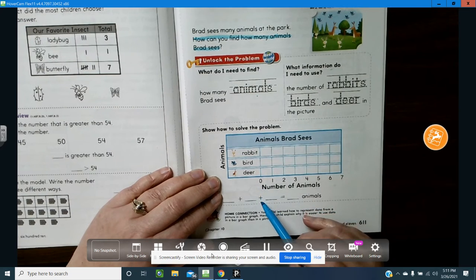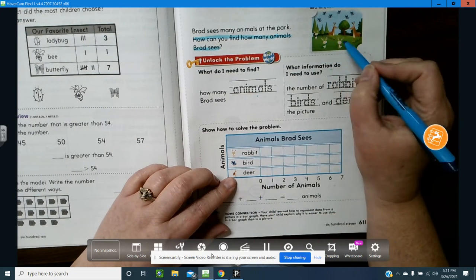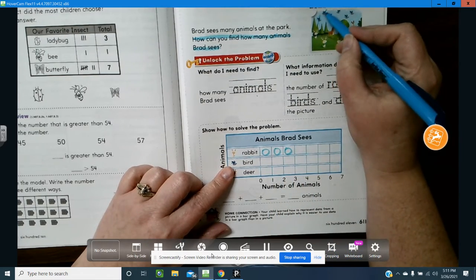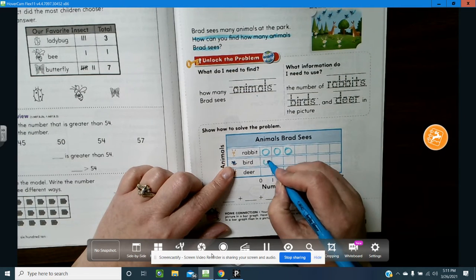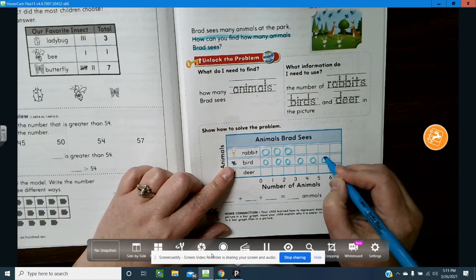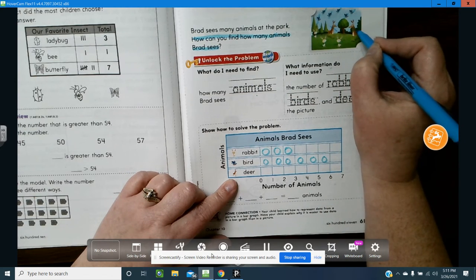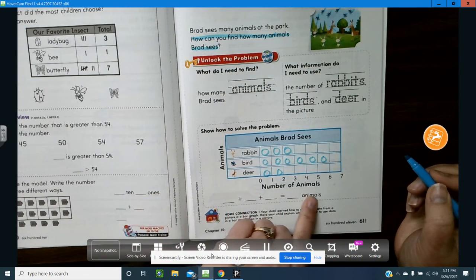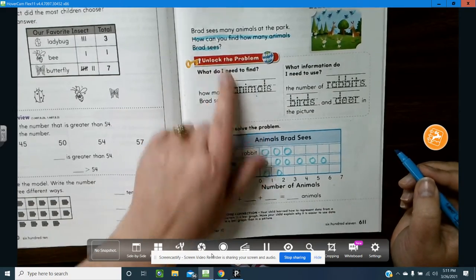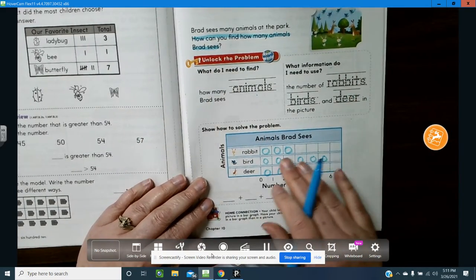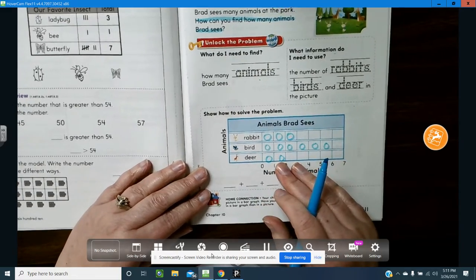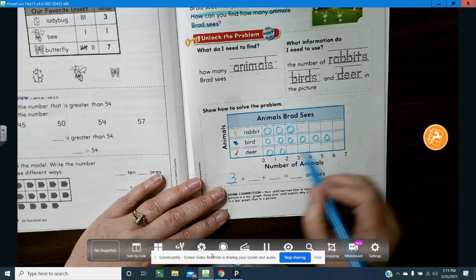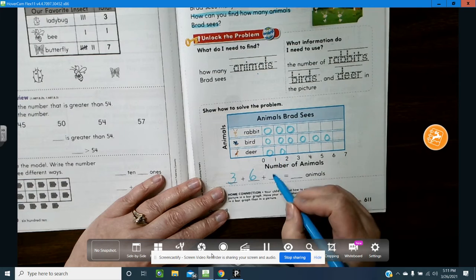So I think this one I'm going to make a picture graph, and I'm just going to count 1, 2, 3 rabbits. So I'm going to give the rabbit 3 circles. The birds, 1, 2, 3, 4, 5, 6 circles, because there are 6 birds. And the deer, there are only 2. 1, 2. Now, if you wanted to know how many animals Brad sees, you could just count them all, but if you're going to put it in a chart like this, you can also just count all the pictures or the bars, whatever it is. So rabbits had 3, birds had 6, and deer had 2.